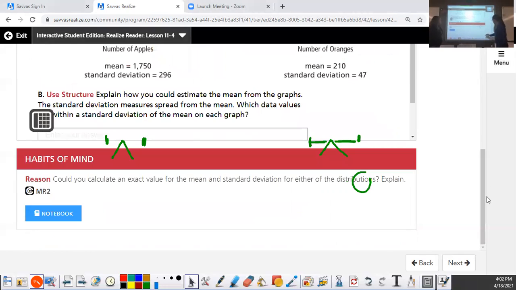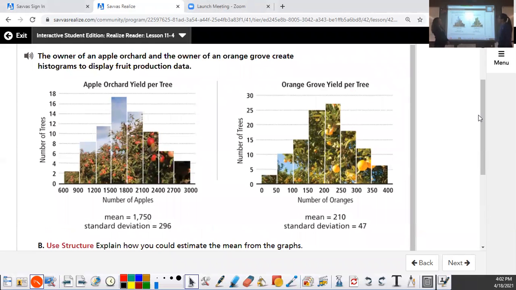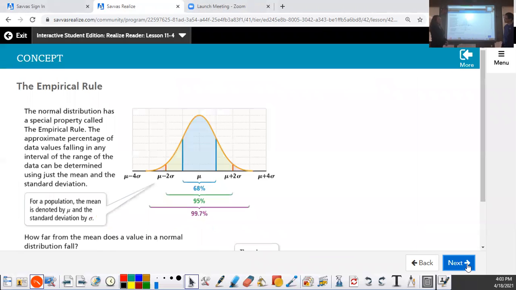We always get a habit of mind. How could you calculate an exact value for the mean and standard deviation for either of these distributions? Or could you, is the actual question. If this was all the information you were given, I don't think you could calculate it exactly. You could estimate, but not calculate exactly. Whereas if you had the data set, a list of data, then there are ways you can do those calculations, right? Because we know, for example, for the mean, we'd add them all up and divide by how many there are.